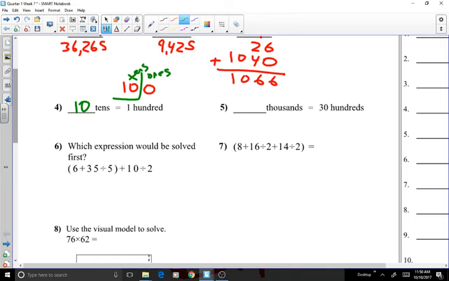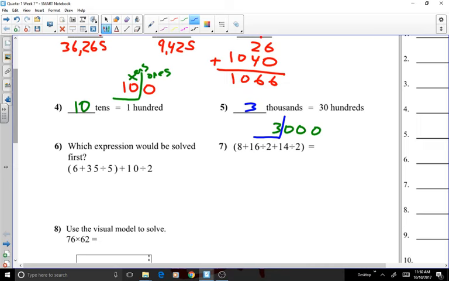How many thousands are in 30 hundreds? Well, I could draw 30 hundreds. Not the ones, not the tens, not the hundreds, the thousands place. There are 3 thousands in 30 hundreds.